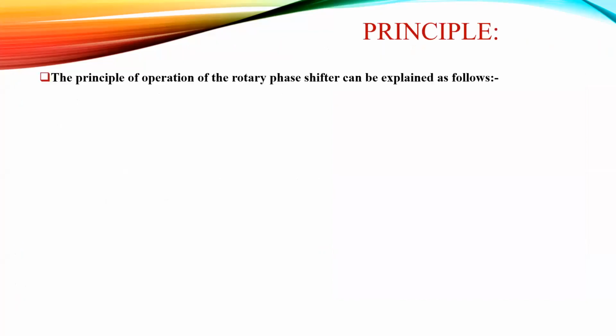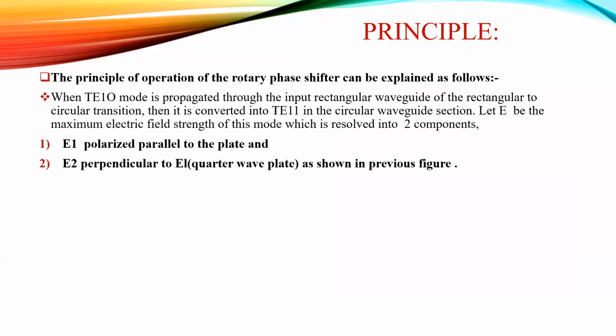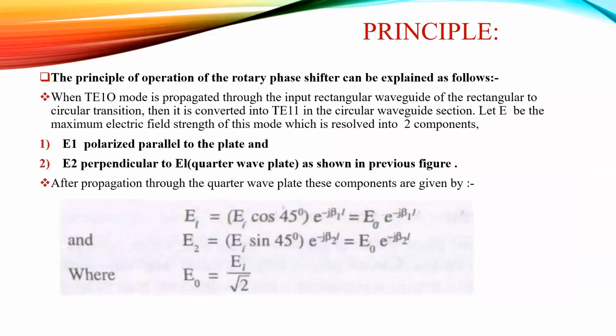Now we come to the principle of operation of the rotary phase shifter, which can be explained as follows. As already told, the TE10 mode will be propagated into the input rectangular waveguide, so it will get converted into the TE11 mode in the circular waveguide. If we consider E to be the maximum electric field strength of this mode, it will be resolved into two components. The first one is E1, which is polarized parallel to the plate, and E2 will be perpendicular to E1 or the quarter wave section.